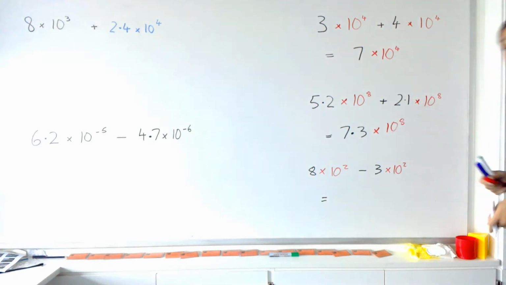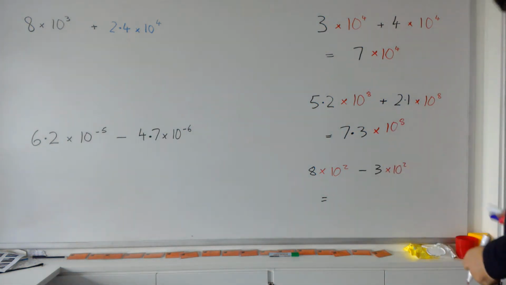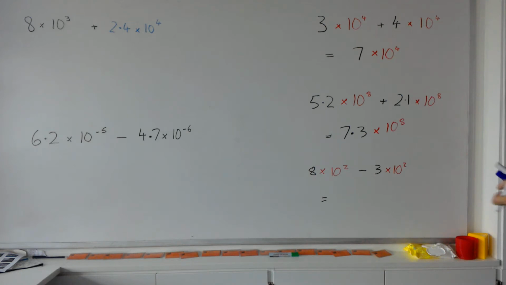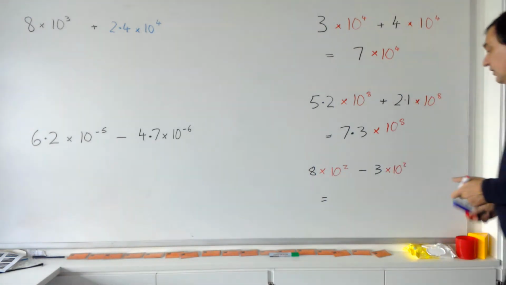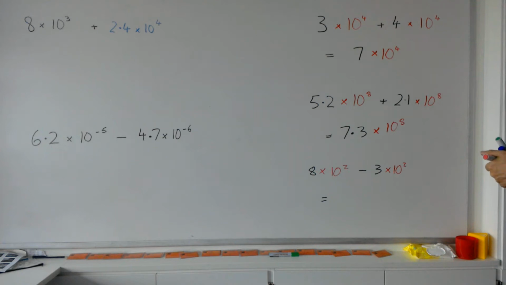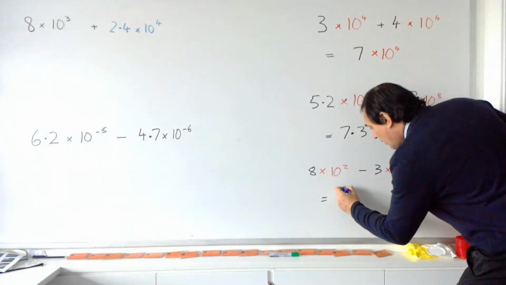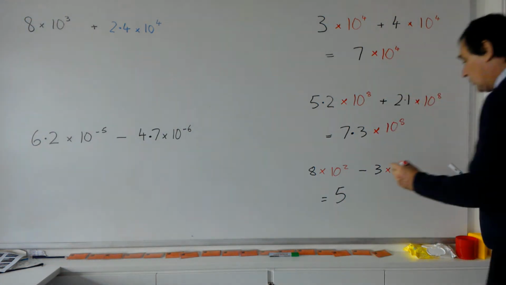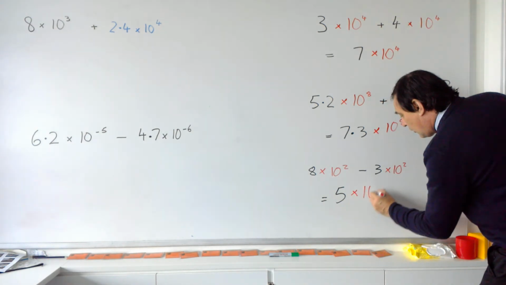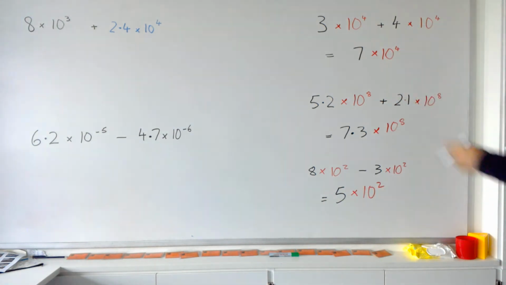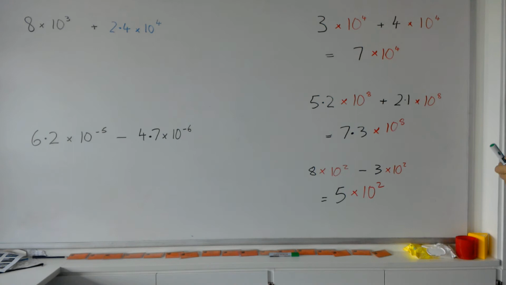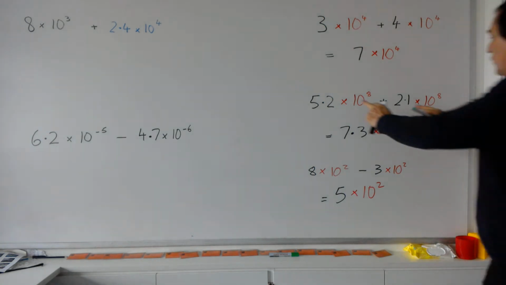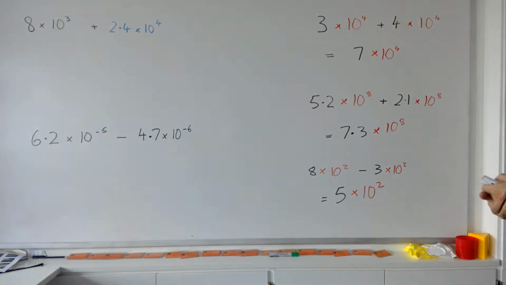So that's okay. The same, incidentally, would work if we were taking the two numbers away from one another. So if I've got 8 times 10 to the 2, take away 3 times 10 to the 2, 8 take away 3 is 5, and I retain the times 10 to the 2 as well. Okay, so that's if the powers are all the same, and of course these two numbers don't add up to a number more than 10.